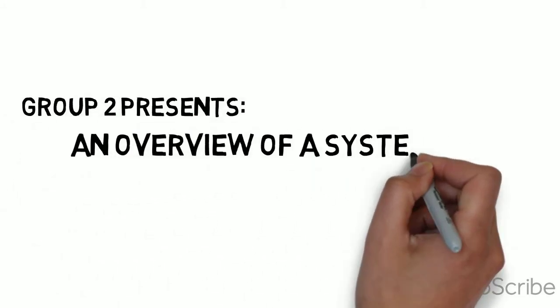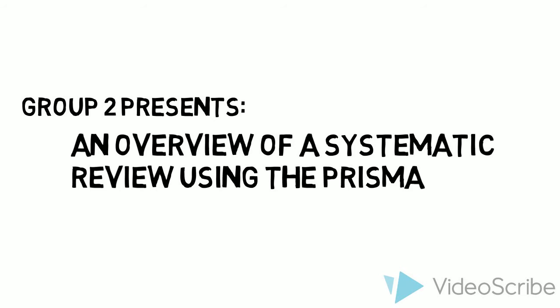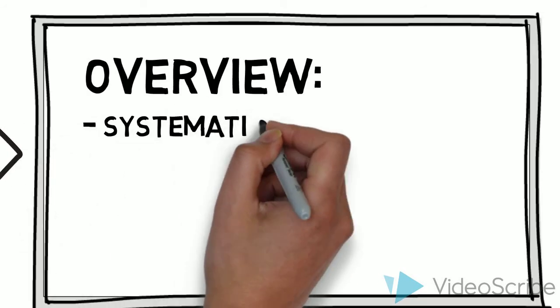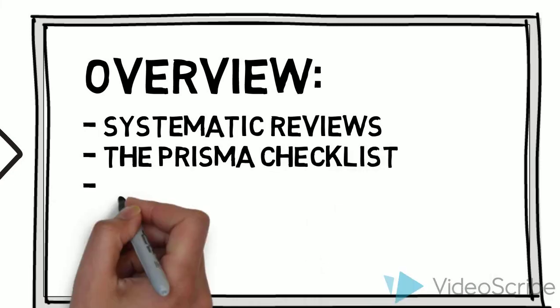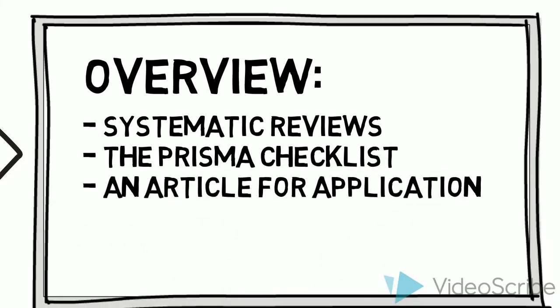Group 2 proudly presents an overview of a systematic review using the Prisma checklist. In this video, we will be discussing what a systematic review is and its importance, what the Prisma is and its purpose. We will be providing an application example using Kegohara and colleagues' article.